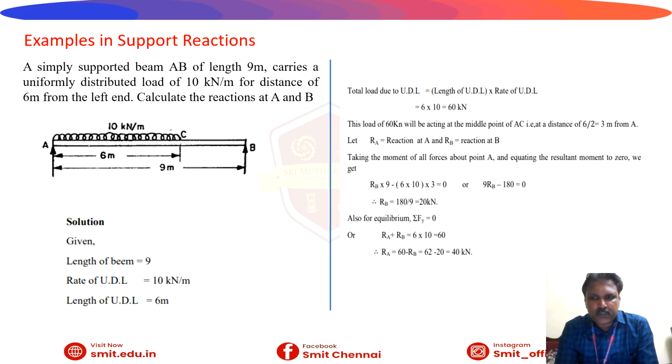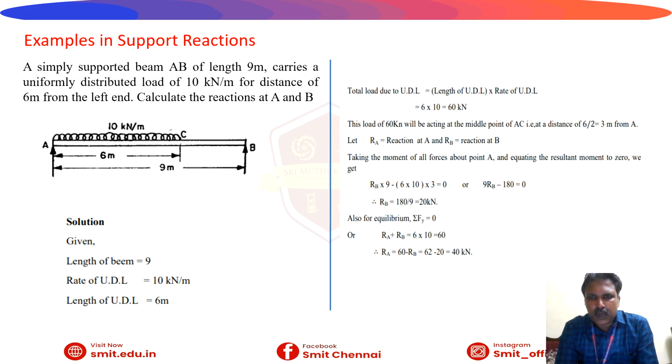This load of 60 kilonewton will be acting at the middle point of AC, at a distance of 6 by 2, because the UDL will act exactly at the midpoint. So wherever it is spread, it will act at the midpoint. From A, there is 3 meters only. What is RA? Reaction at A. RB, reaction at B. Now taking moment of all forces about point A and equating the resultant moment to 0.